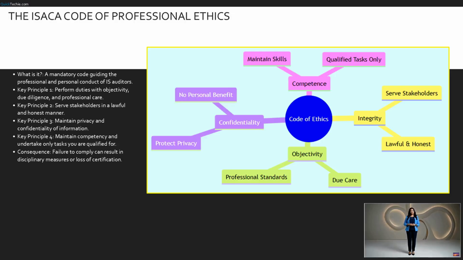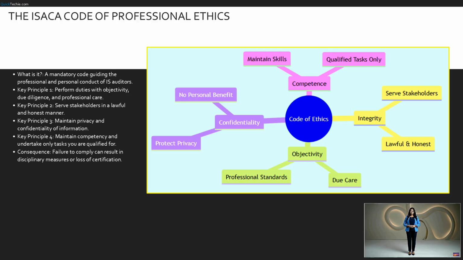Before we touch a single audit program, we must align with the ISACA Code of Professional Ethics. This isn't just a suggestion. It is a requirement for anyone holding the CISA designation. You must perform your duties with objectivity and due care, meaning you follow standards and best practices. You serve the stakeholders lawfully and honestly, avoiding any acts that discredit the profession. Confidentiality is paramount. You never share private data unless legally required. Crucially, you must maintain your competency. Never accept an audit you aren't skilled enough to perform. Remember, violating this code can lead to an investigation and the revocation of your credentials.